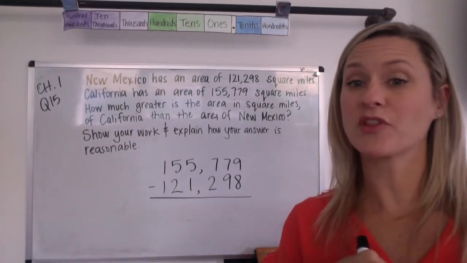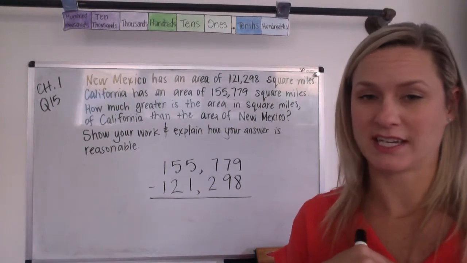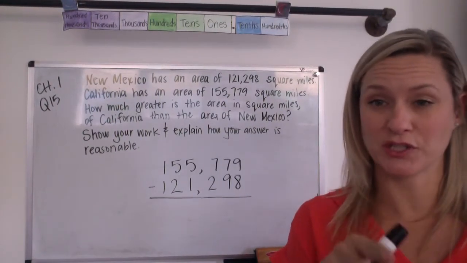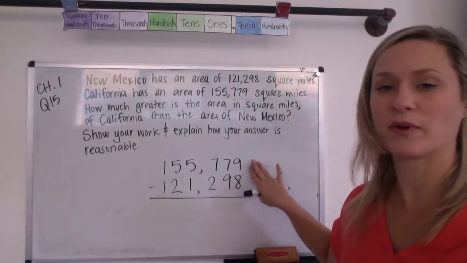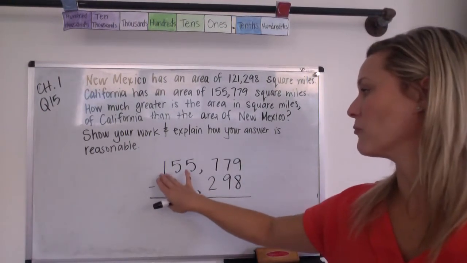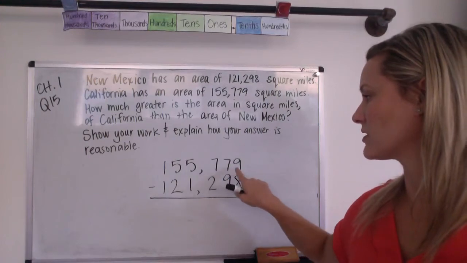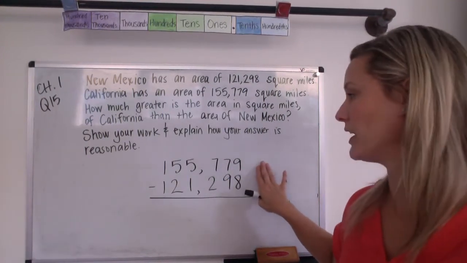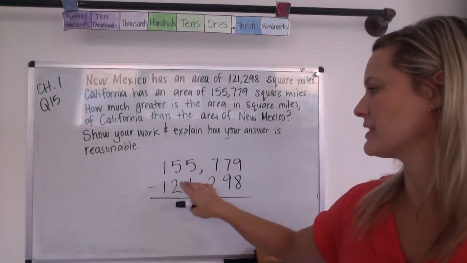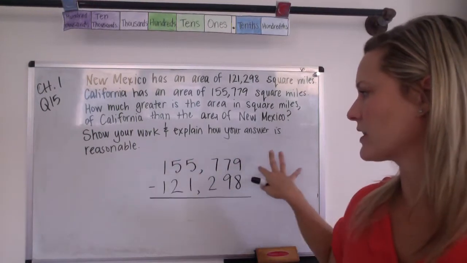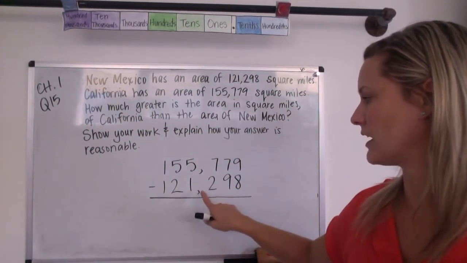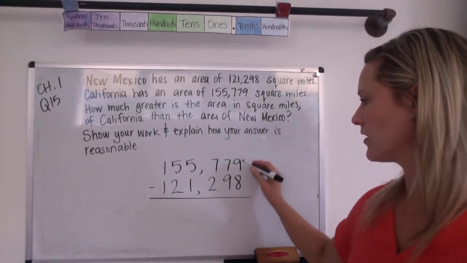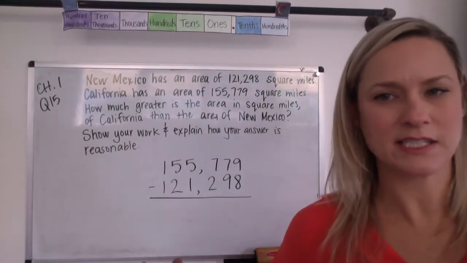Okay, I'm going to do the show your work piece just like I did last time. You have to make sure you're explaining your reasoning. I'm not doing the whole thing for you. Okay, so here we go. I have 155,779 representing California, and I'm trying to find the difference, like how much more this has than New Mexico. So here's New Mexico, 121,298.